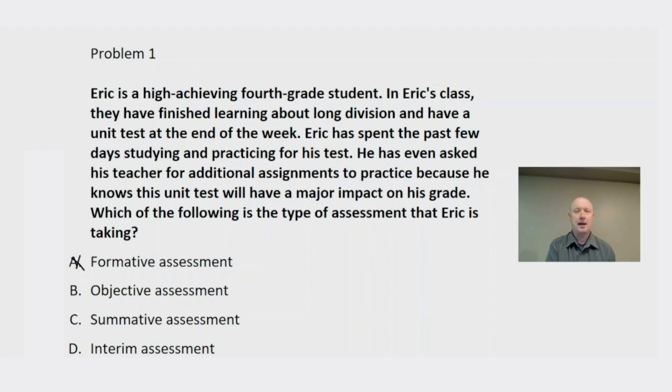Objective assessment, again, would be after we learn a certain objective, we're going to test on it. So it wouldn't be a cumulative of an entire unit. It would be maybe certain parts of a unit. So I'm going to eliminate choice B, objective assessment. Choice D, interim assessment, would be after a certain time interval. So that may be a midterm or a final exam. This is just covering one unit and not based on time. So I'm going to eliminate choice D. And the correct answer here would be choice C, summative assessment. So it sums up what the student learned for the entire unit.